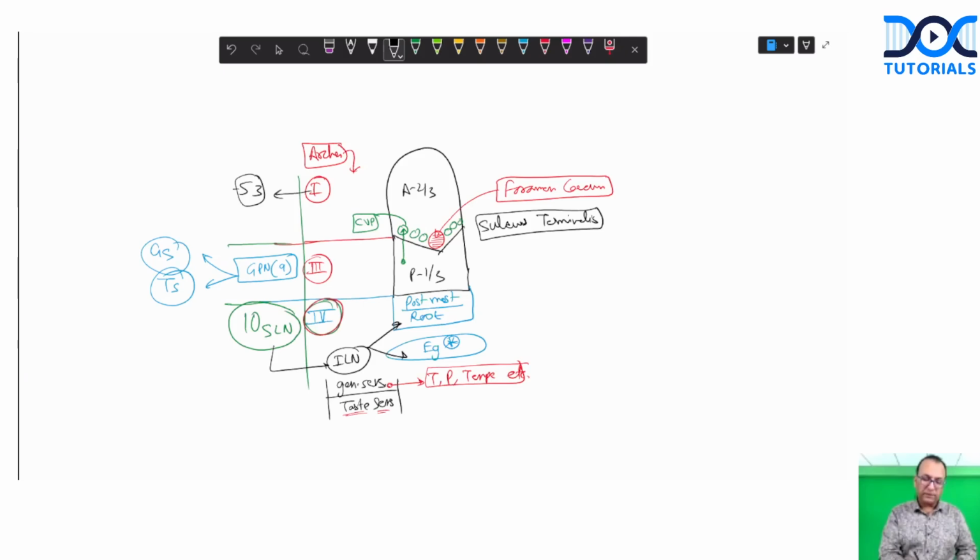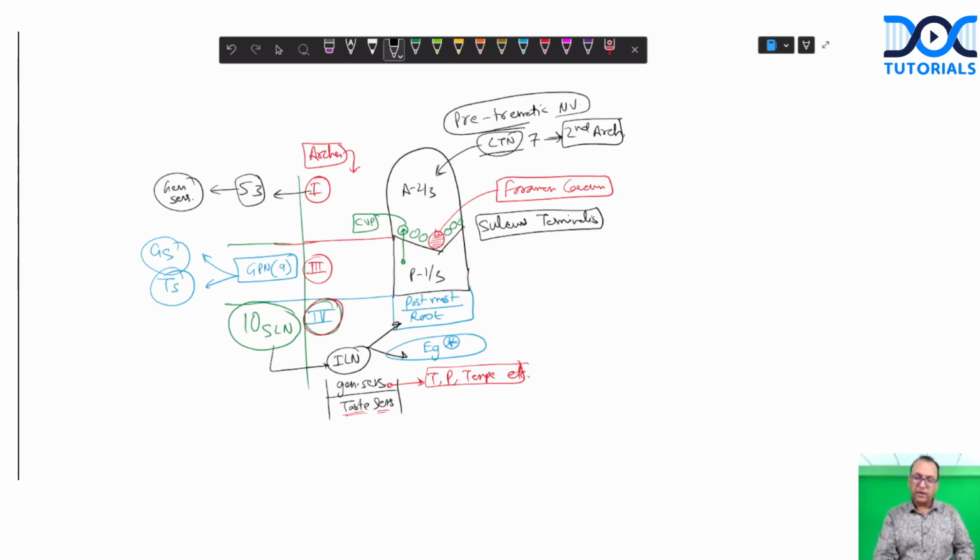So the mandibular nerve, branch of the trigeminal, will carry what? General sensation. And who will carry the taste sensation? Taste sensation is carried by the chorda tympani nerve, a branch of the facial nerve, which is the nerve of the second arch. Though the second arch has disappeared from the tongue, it sends one nerve, the chorda tympani nerve, which is also called the pretrematic nerve. So the pretrematic nerve, a branch of the facial nerve, carries the taste sensation from the anterior two-thirds of the tongue.